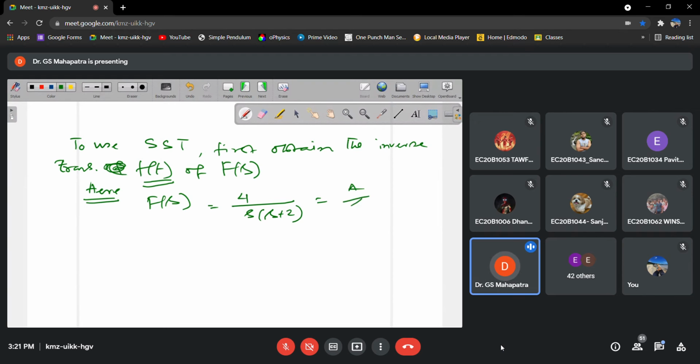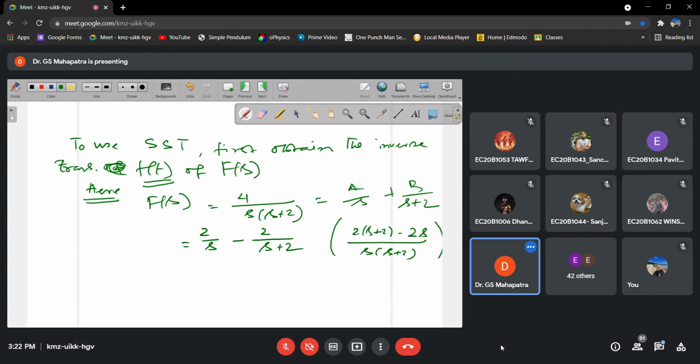So a by s plus b by s plus 2, already you have studied this. So 2 by s minus 2 by s plus 2, correct or not? s into s plus 2, 2 into s plus 2 minus 2 into s. Just take twice s plus 4 minus twice s, so 4. So it's correct. Now we have to find this Laplace inverse transform.